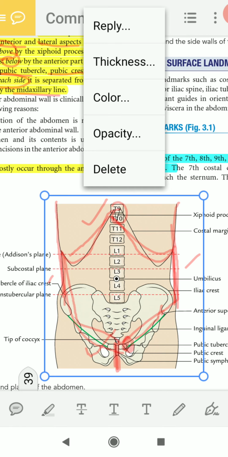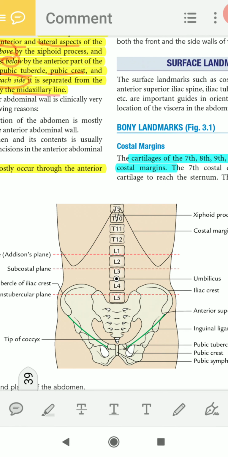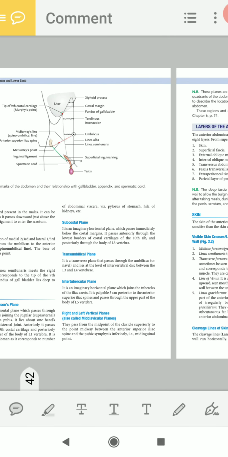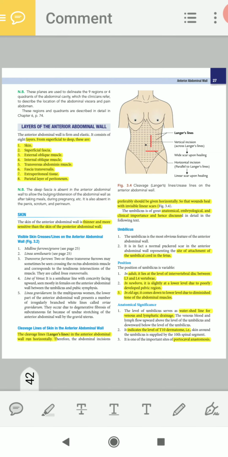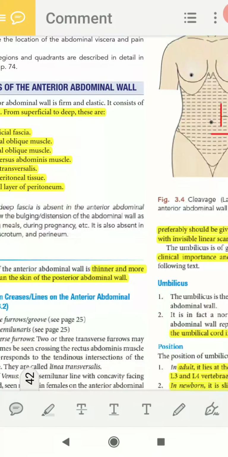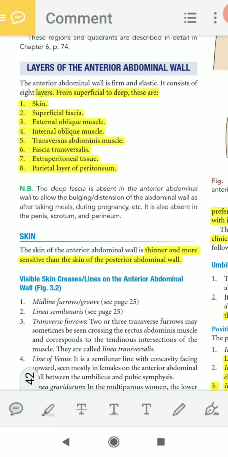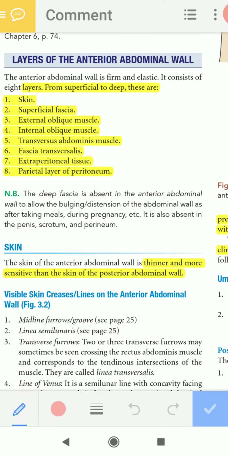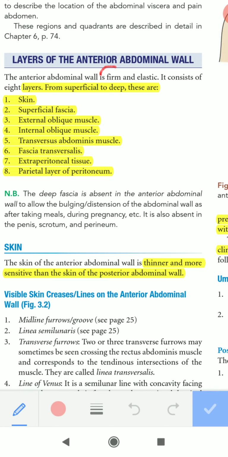Okay, now come to the layers in the anterior abdominal wall. The anterior abdominal wall has 8 layers. We know the anterior abdominal wall is firm and elastic. What does the firmness do and what does the elasticity do? The firmness protects the abdominal viscera, and the elasticity allows the enlargement of the abdominal viscera.